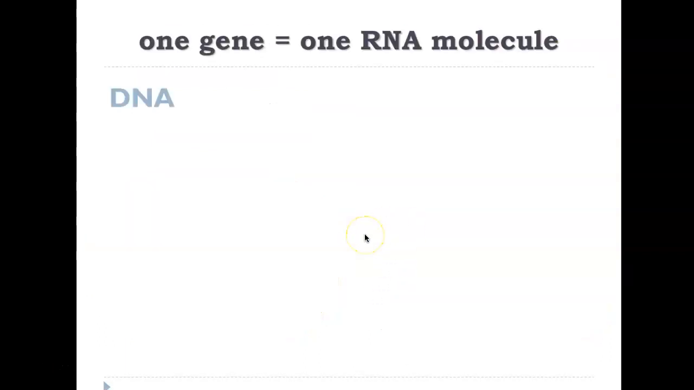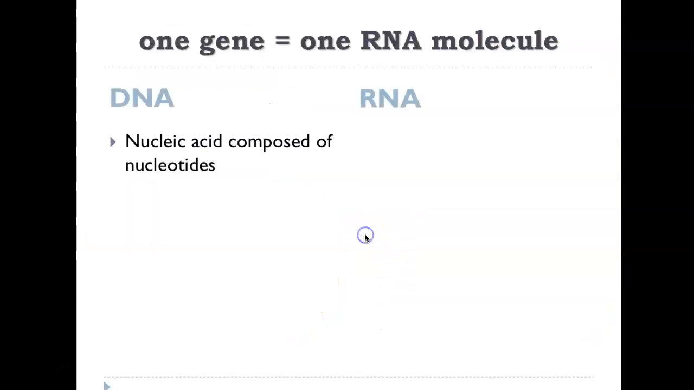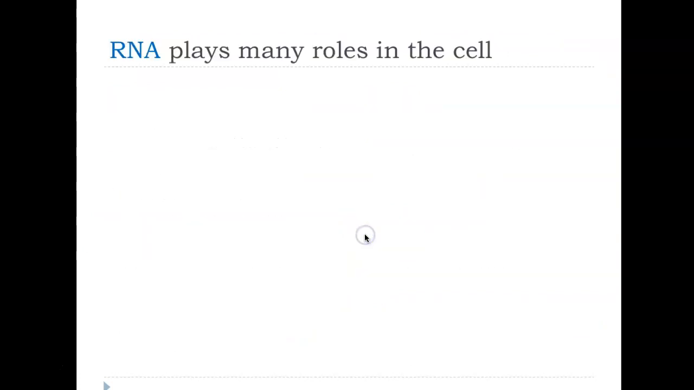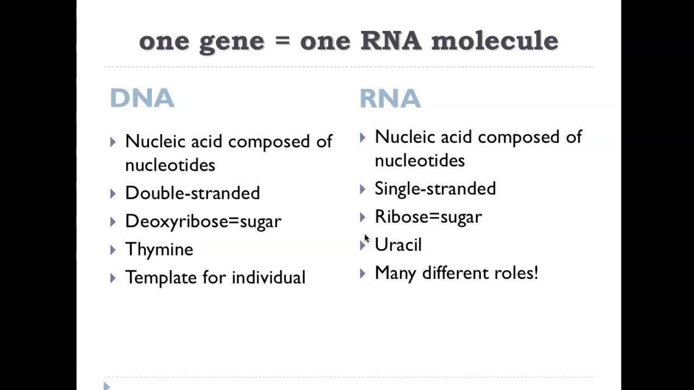All right, so one gene equals one RNA molecule. Let's talk about the differences between DNA and RNA. So you can make a Venn diagram. There's not a lot of room there. I'm sorry, I should have left more room on that page. So on page 91, you'll need to pause the video and write down the differences. They're both nucleic acids. That's what they have in common.